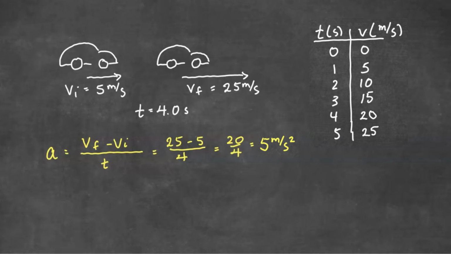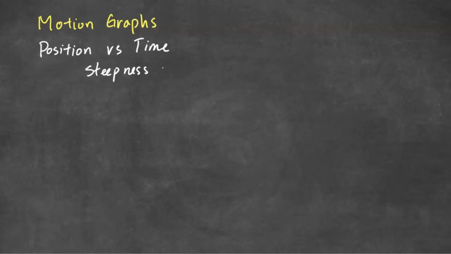So if you take a look at this chart, it gives you an idea what 5 meters per second squared means. It means that every second the velocity is increasing by 5 meters per second. Now we're going to talk about motion graphs. On a position versus time graph, the steepness of the graph tells us the speed of the object.